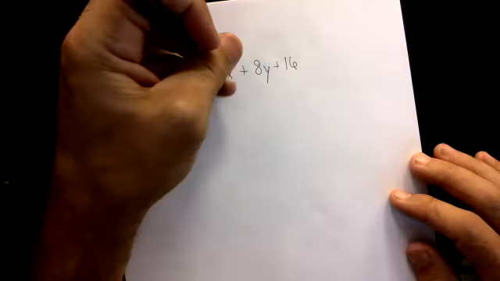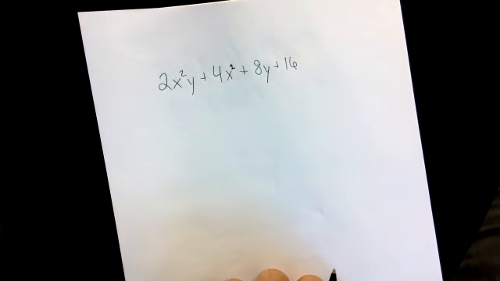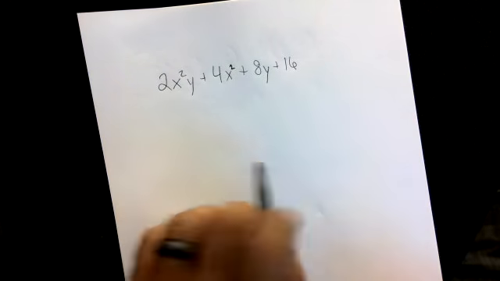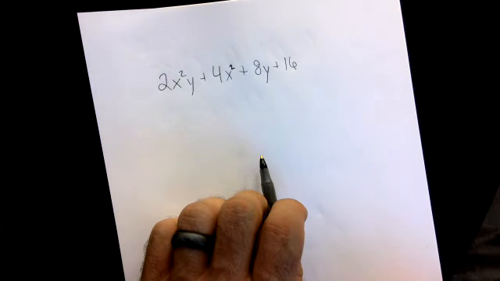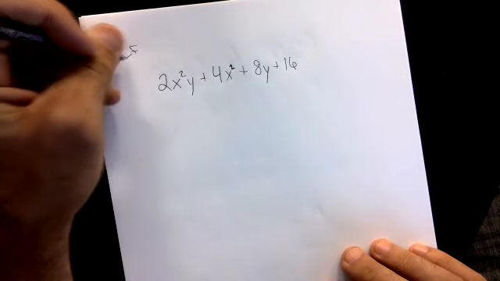I'm going to need x squared. I think this will work out. Okay. Now, this one actually does have a greatest common factor. So you always want to look for a greatest common factor first.